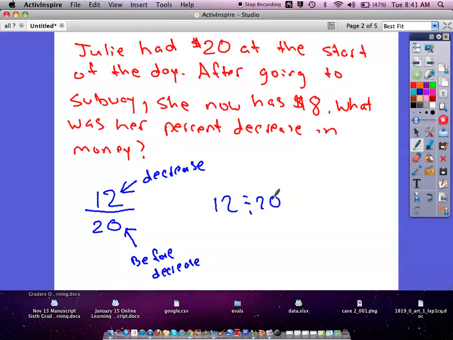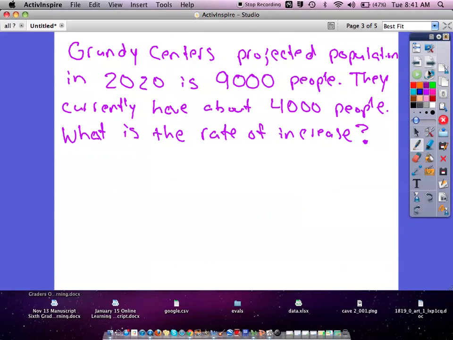I can just simply do 12 divided by 20. If I do 12 divided by 20, I get 0.6, which is the same thing as 0.60, which is going to be 60%. So basically we're saying when she went to Subway, she gave them 60% of her money. Next question.